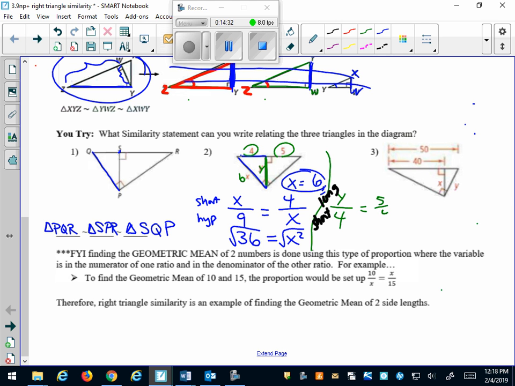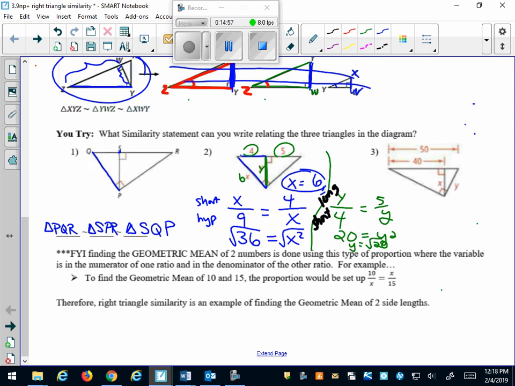5 to y. Cross multiply, you get y squared equals 20. Y equals the square root of 20. Pretty soon I'm going to teach you how to simplify that, but not till after this test. On your calculator, you could get a decimal. But at this point, I'm going to leave it as the square root of 20. Okay?